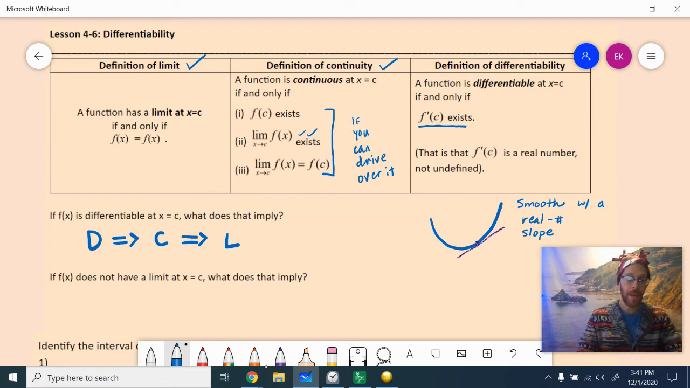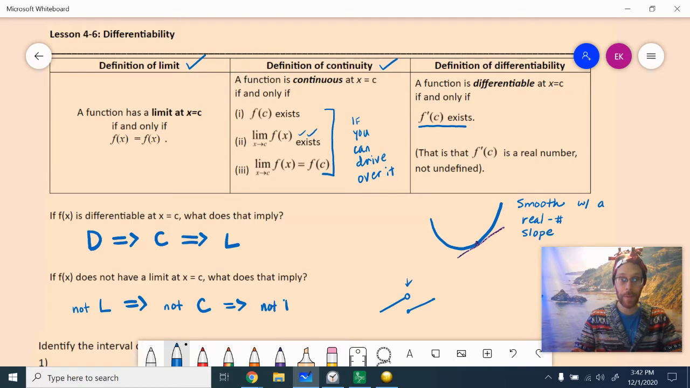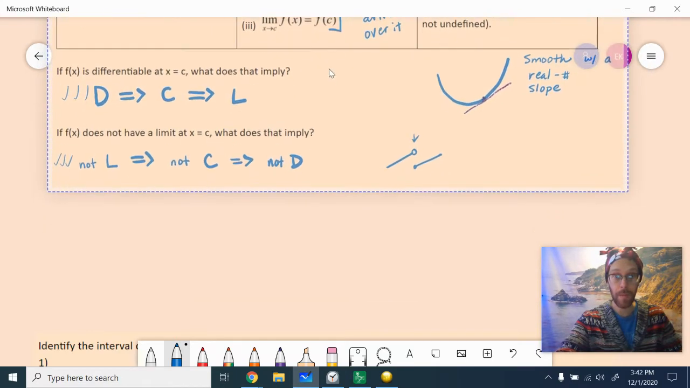So that's always true. Now, in the other direction, you have this interesting effect where let's suppose that the limit does not exist. So here's an example of a function where the limit does not exist at this point. Well, if the limit does not exist, that means that it can't be continuous. And if it is not continuous, then it will be not differentiable. So you need to know that this is true. And if you switch it around and negate everything, it's called taking the contrapositive. That's also true.